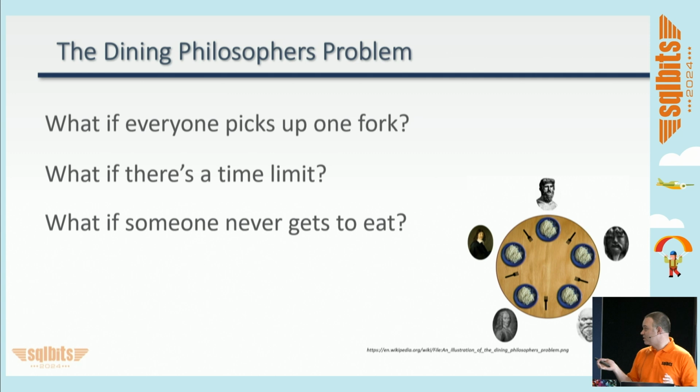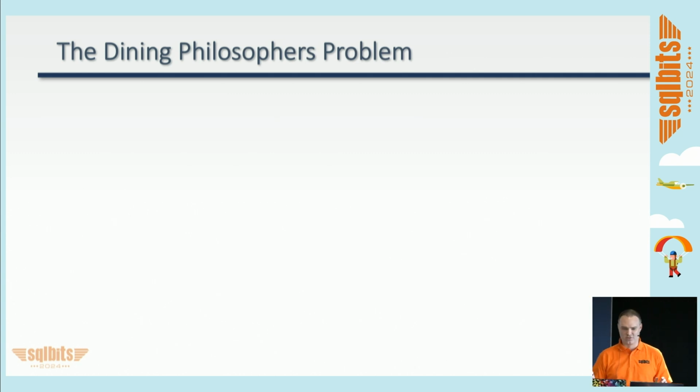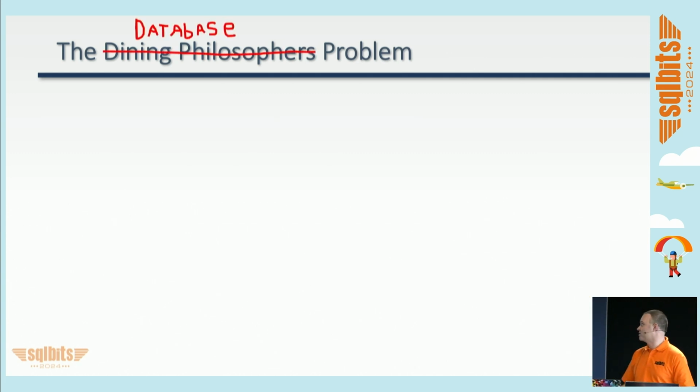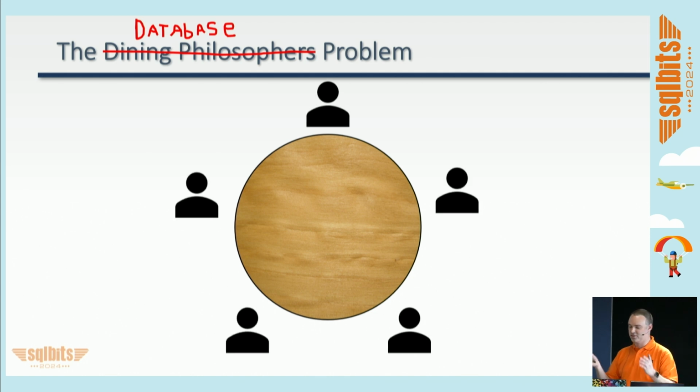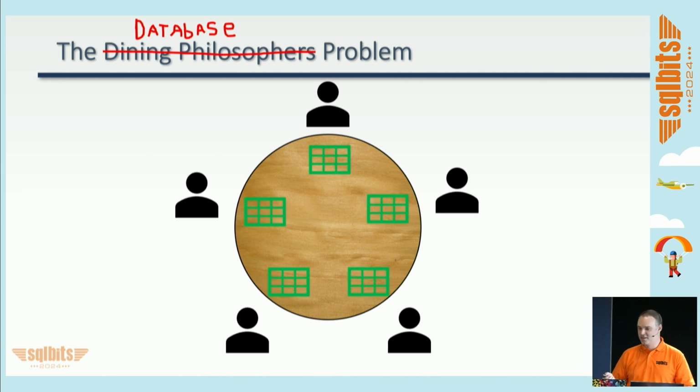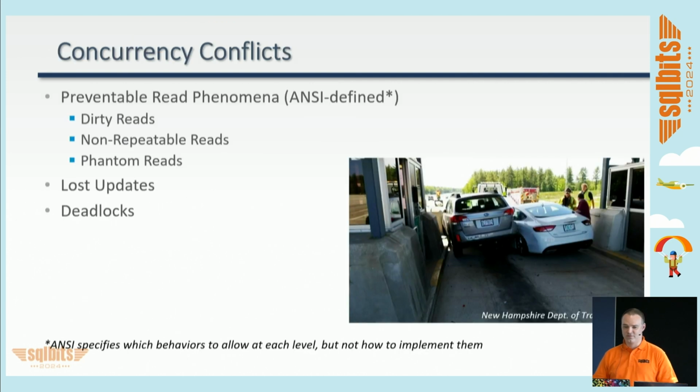So we can very easily translate this to databases. Instead of the dining philosophers problem, this can be the database problem. We still have our table sitting around, not a data table yet, but instead of philosophers, we now have end users. Instead of bowls of pasta, we have data tables or data in general. And instead of forks, we now have locks. So this is very easy to understand. We have the same problems with multiple users accessing a database at the same time. These are very real problems. Now, some of these problems we can describe by what are called concurrency conflicts.